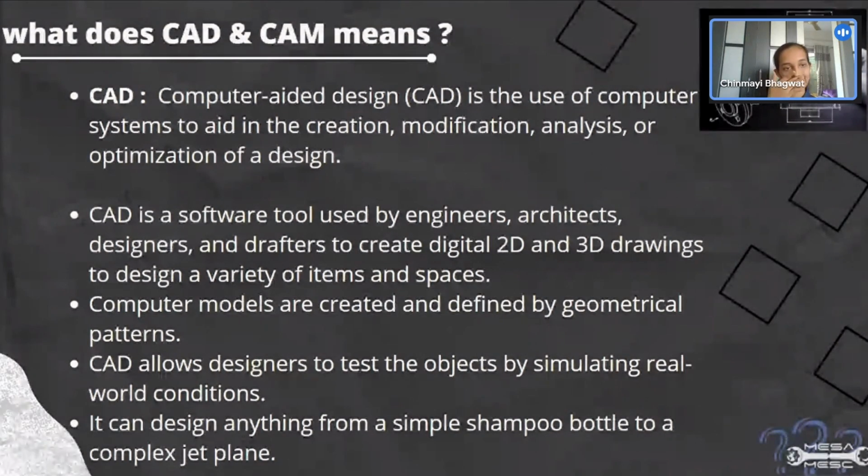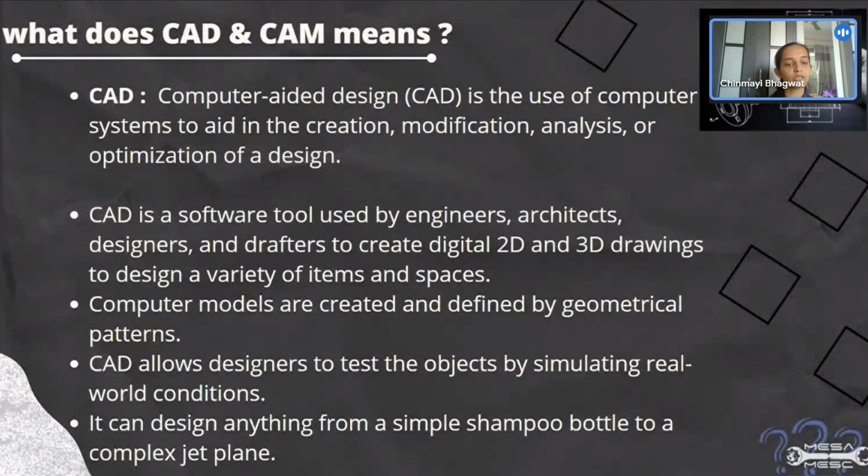So CAD is the use of computer systems to aid in the creation, modification, analysis, and optimization of a design. It is useful for engineers, architects, designers, and drafters. Computer models are created and defined by geometrical patterns. If you are given any dimension in the 2D and you want to change it according to your assembly, you do not have to recreate the whole model. You can just change that dimension in 2D, and it will automatically reflect in the 3D model.